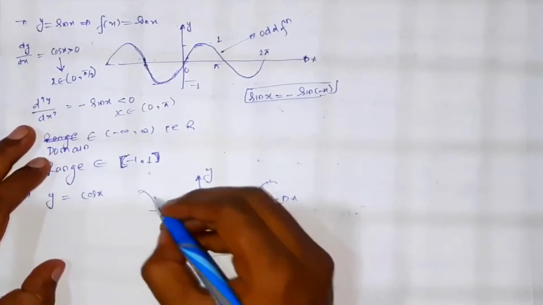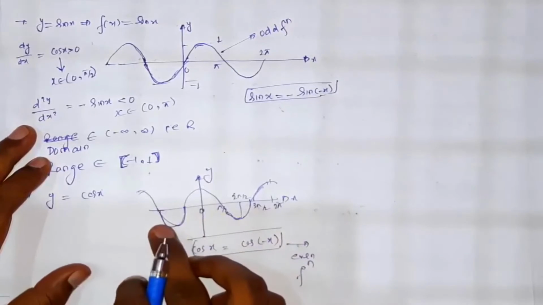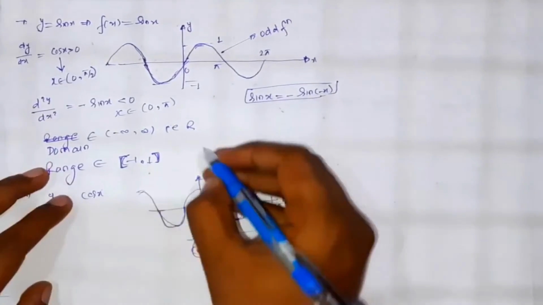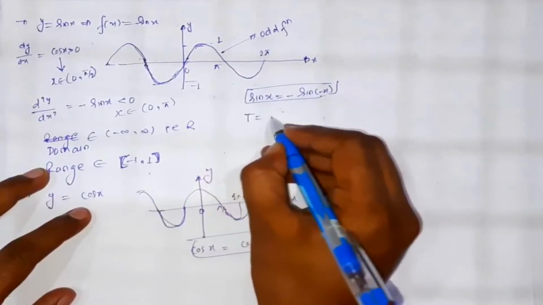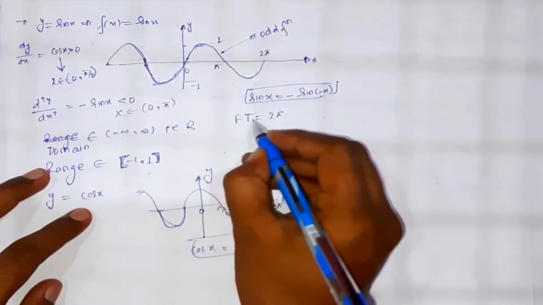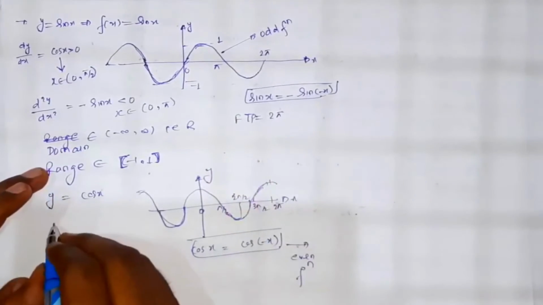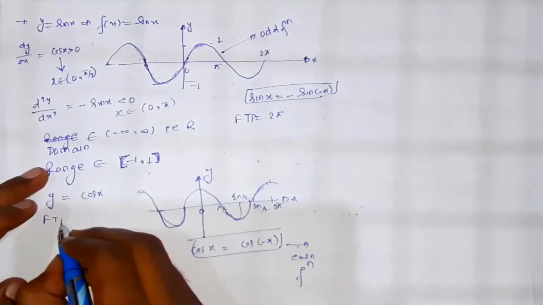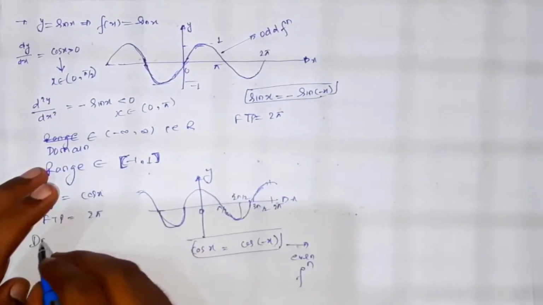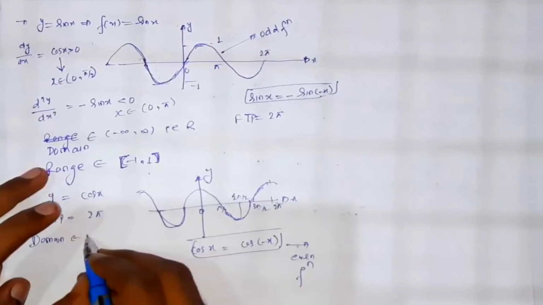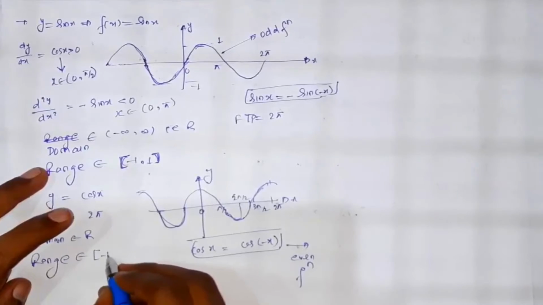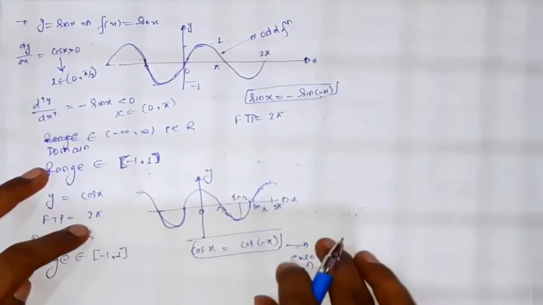Okay. Similarly, we can check the convexity and concavity of this function, and as far as this period is concerned, here T, we can say this is 2 pi. This is fundamental time period. Okay. The fundamental time period for this function will be 2 pi again, and domain will be real, and range will again be from -1 to 1. Okay, so I hope it is clear to all of you.